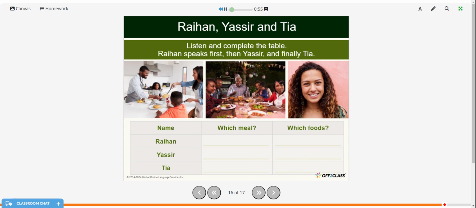Breakfast is my favorite meal of the day. Okay, so Rehan is talking about breakfast. I always eat breakfast as soon as I wake up. Sometimes I eat pancakes, and sometimes I eat bacon and eggs. I never forget to eat breakfast.